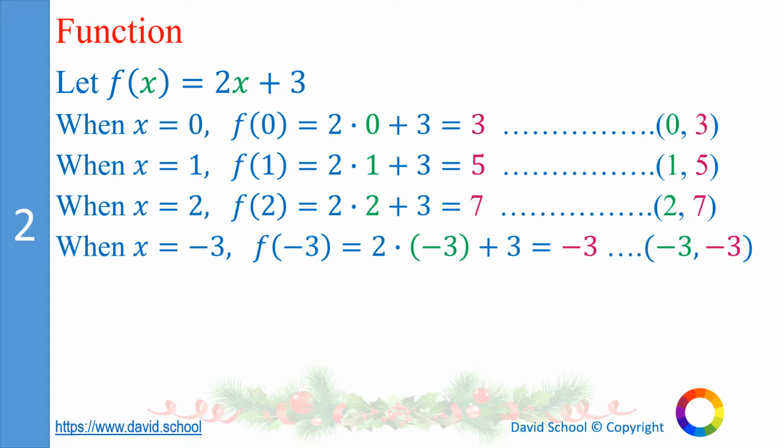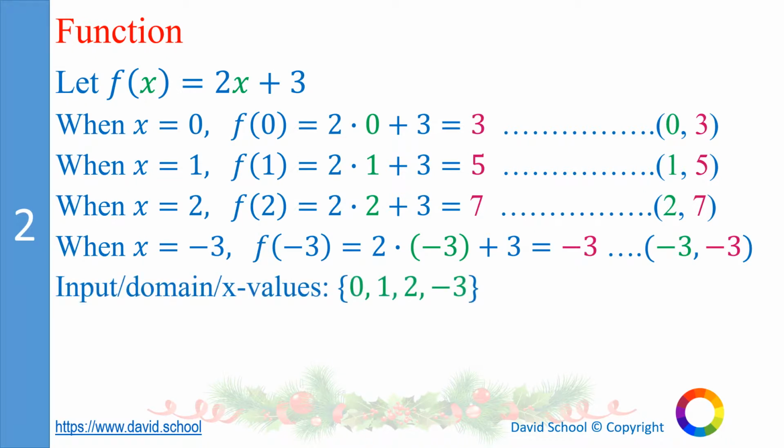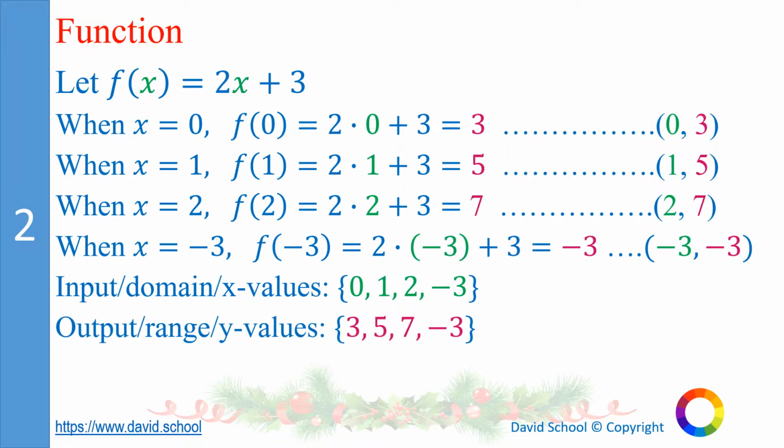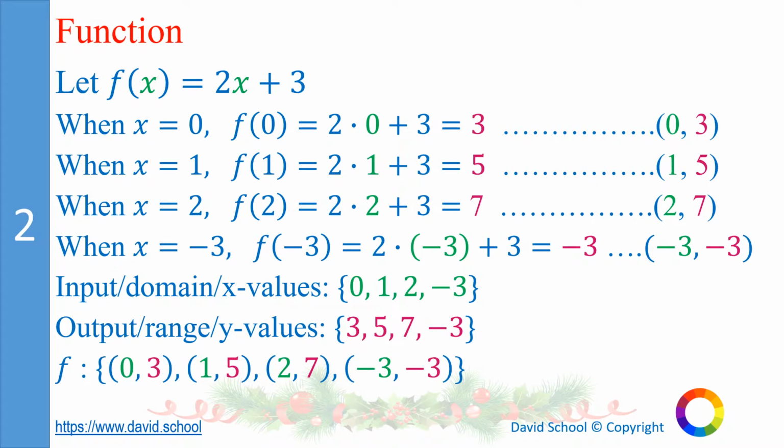Here, inputs or x values or domain are 0, 1, 2, and negative 3. These are independent variables. And output, range, or y values are 3, 5, 7, and negative 3. These are dependent variables. Now we can represent this function as a set of ordered pairs. F is (0, 3), (1, 5), (2, 7), and (negative 3, negative 3). We can represent this function as ordered pairs.